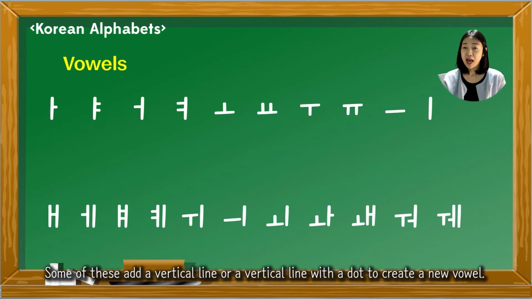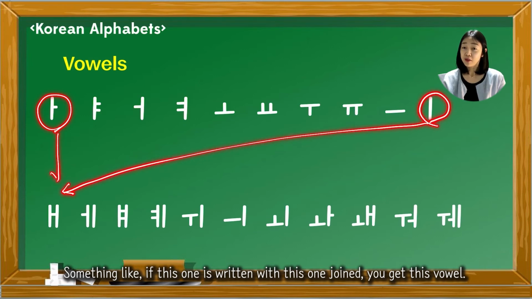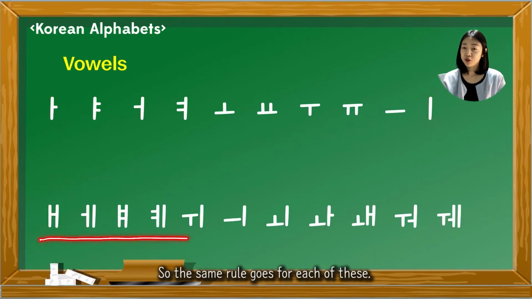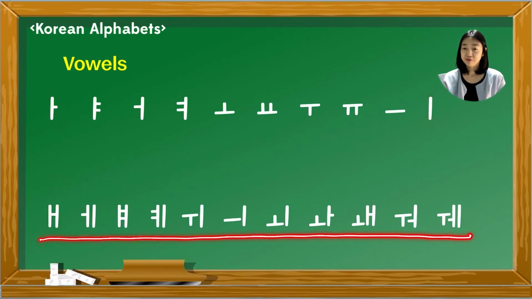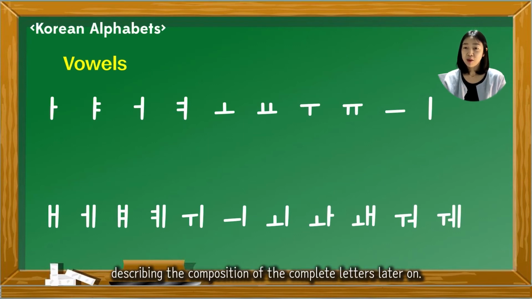Some of these add a vertical line or a vertical line with a dot to create a new vowel. Something like, if this one is written with this one joined, you get this vowel. So the same rule goes for each of these. I'll give you a detailed description of each vowel in a video describing the composition of the complete letters later on.